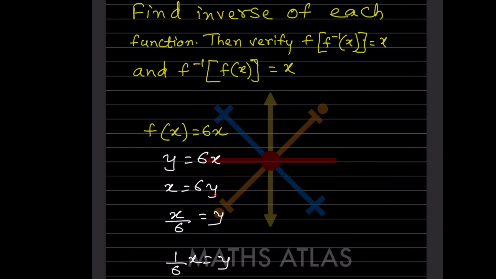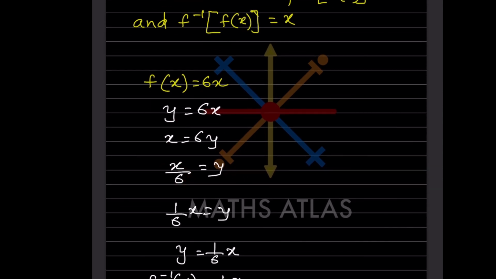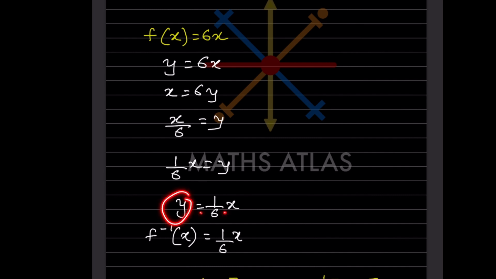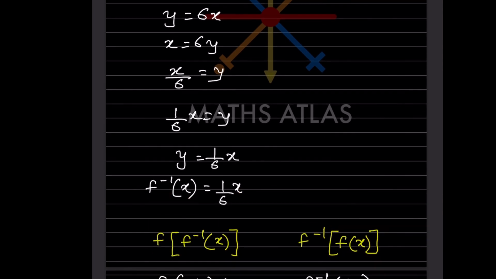So now we want y. So what are you going to do? This is multiplication. So x divided by 6, that is y. So we can also write this one as 1 by 6 x is y, and just this interchange here. Because I wanted y over here, so y is 1 by 6x. So the value doesn't change. You have to just interchange the places. So now this y is f inverse of x, and that is 1 by 6x. So this is the answer.